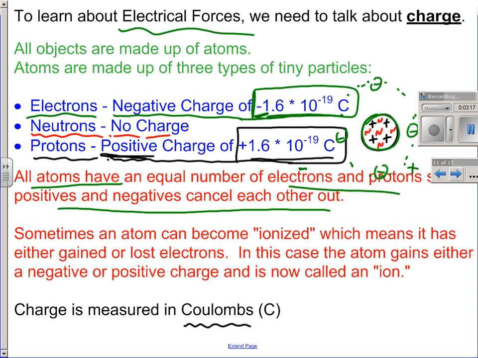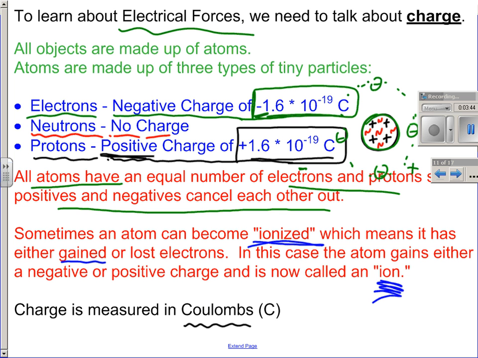However, for reasons that we'll talk about a little bit later in this chapter, sometimes an atom can become what's called ionized. When an atom becomes ionized, it has either gained electrons, so it now has more negatives, which would mean it has a negative charge, or it's lost electrons, which means it would now have more positives, so it has a positive charge. And in this case, it's not even called an atom anymore. It's now called an ion.